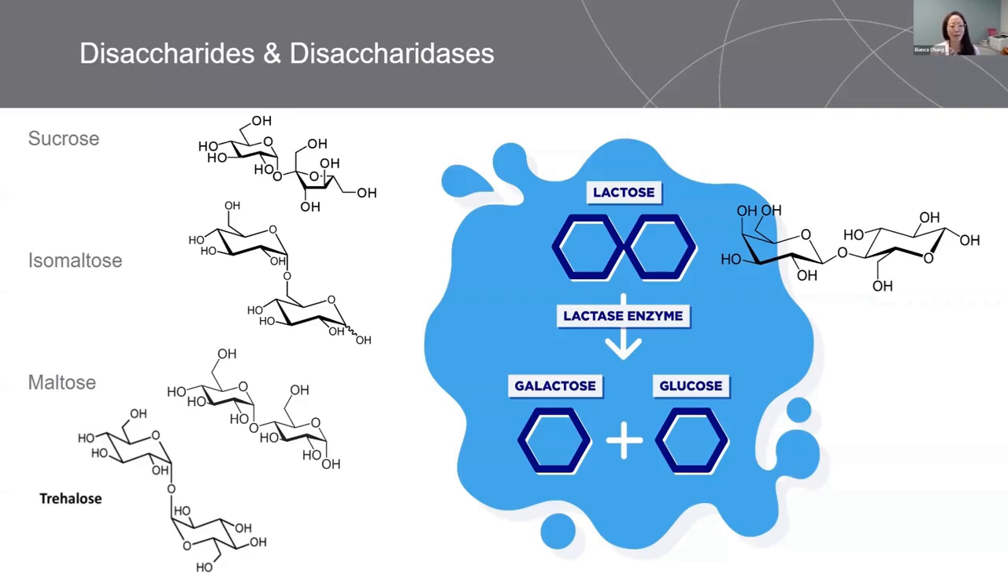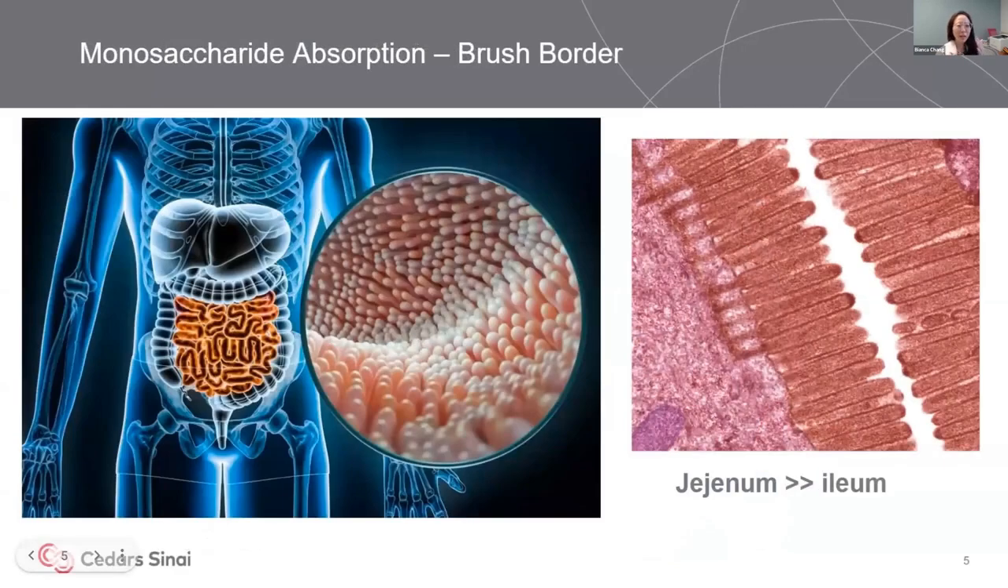So we'll focus today on lactose. And as you can see, there's a picture of the molecular structure of lactose. Lactose is broken down by the enzyme lactase to two monosaccharides, specifically galactose and glucose. So when we think about where in the body this is happening, so where are these sugars being broken down into these smaller building blocks and where are those being absorbed, it's happening in the small intestine.